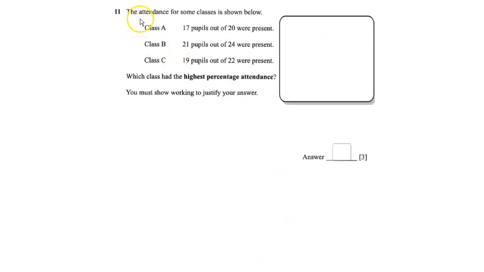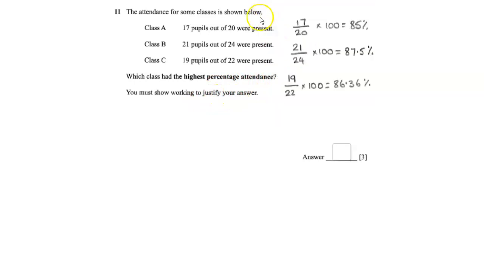Question 11 says the attendance for some classes is shown below. Class A is 17 pupils out of 20 were present. Class B, 21 pupils out of 24 were present. And Class C was 19 pupils out of 22 were present. Which class had the highest percentage attendance? You must show your working to justify your answer.